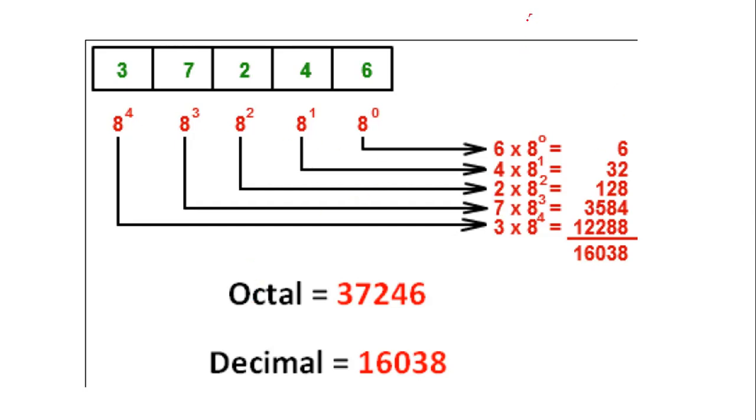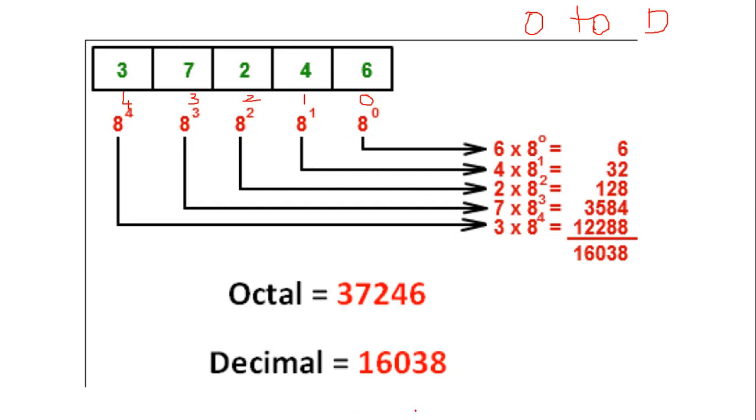For octal to decimal, take the base value 8 and raise it to the power of the position. Consider we have been given the number 37246. Find out the position of the digits. This is in 0 position, this is 1 position, 2nd position, 3rd position, and this is 4th position. The first position is 8 to the power of 0, the second is 8 to the power of 1, the third is 8 to the power of 2, the fourth is 8 to the power of 3, and this one is 8 to the power of 4.